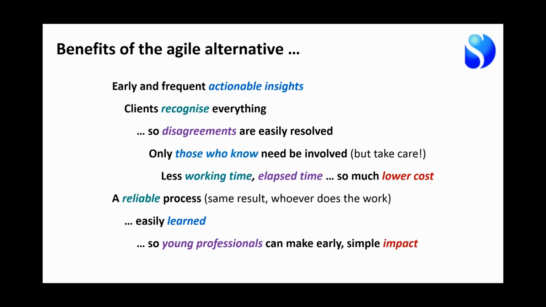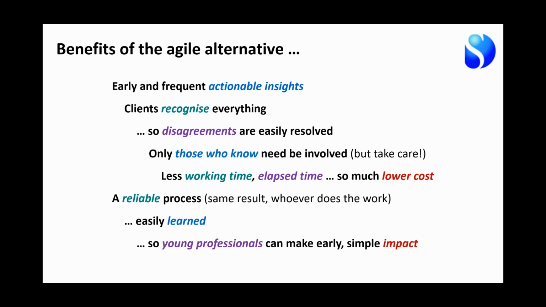It takes far less working time, far less elapsed time, and much, much lower cost. Now the further benefits are that this is a reliable process. If you follow the discipline, which is the platform of our method, you should get the same result whoever does the work. The problem with the causal loop diagramming start point is that the result you get depends on who facilitates the work. That should not be the case for a professional method. You should get the same result whoever does the work.